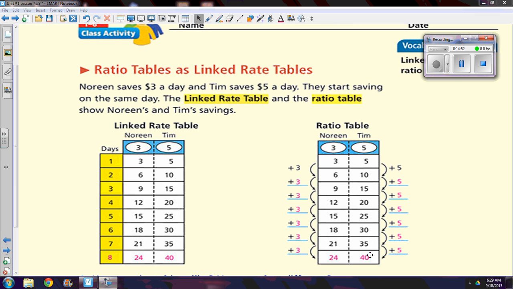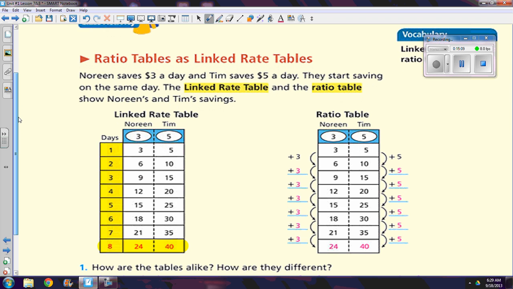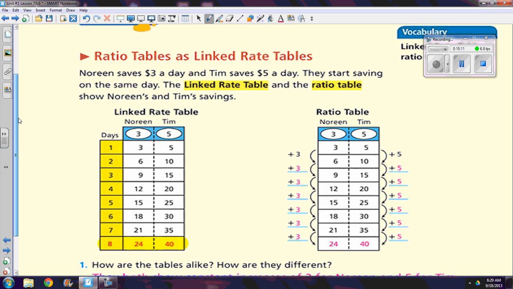So all completed, the ratio table would look like that. They actually had 8 down here, which I didn't include, but the same: 21 plus 3, 35 plus 5, 21 plus 3, 35 plus 5. So, question number 1, how are the tables alike?